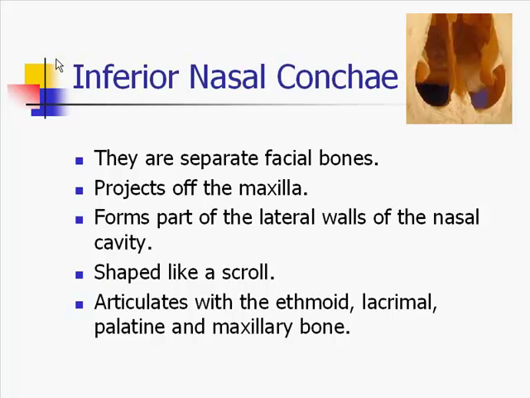Inferior nasal conchae, I should say, are separate facial bones. Remember that there's also a superior and middle, which is part of the ethmoid bone. But inferior nasal is by itself, it's a separate facial bone. It projects off the maxilla. It's shaped like a scroll.